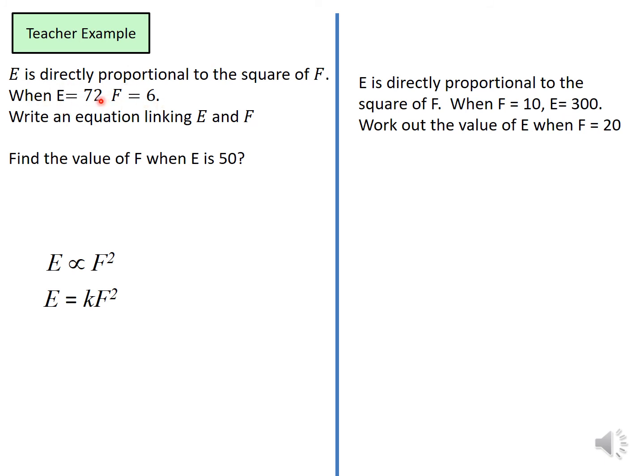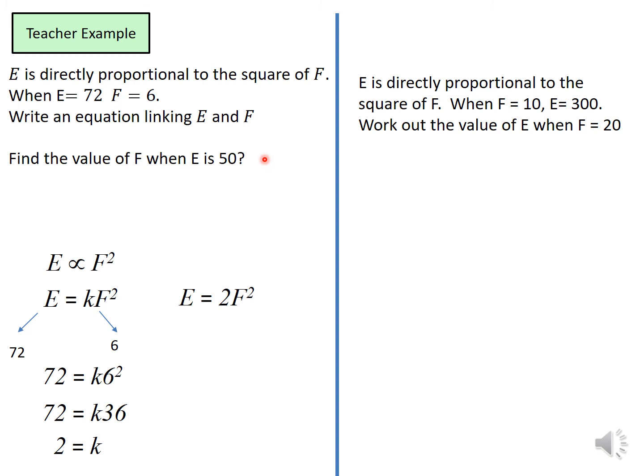Now use this information. Instead of E, put 72, and instead of f, put 6. And that's what we get. Simplify it. 6 squared would be 36. There we go. And then find the value for k. So divide both sides by 36, and you get k equal to 2. Now you can write your equation for this question, which would be this one, but instead of k, you put 2. There you go. That is your equation that can solve all the problems for this question.